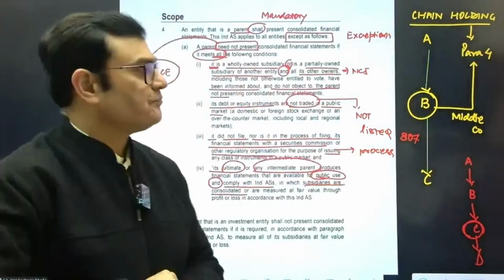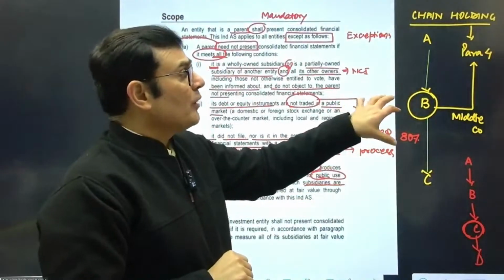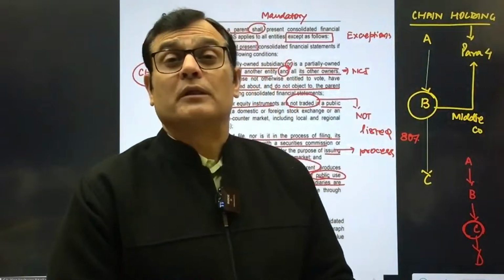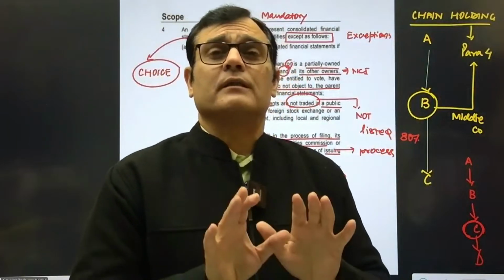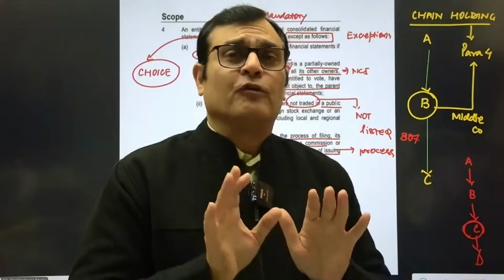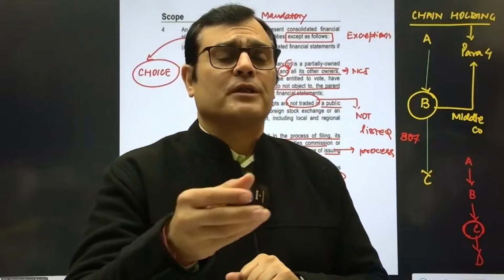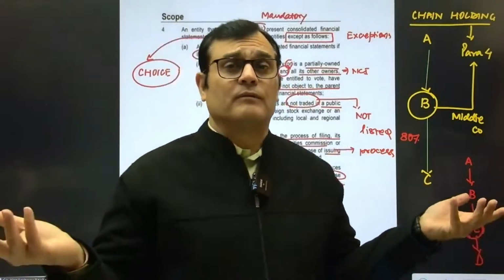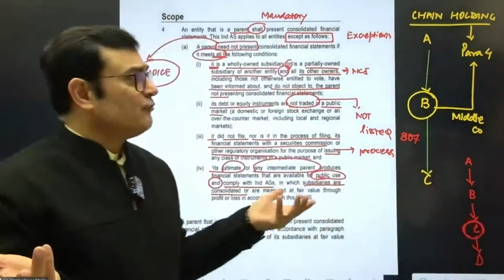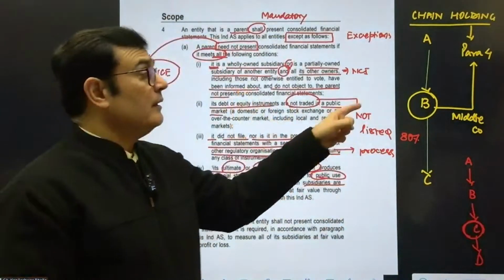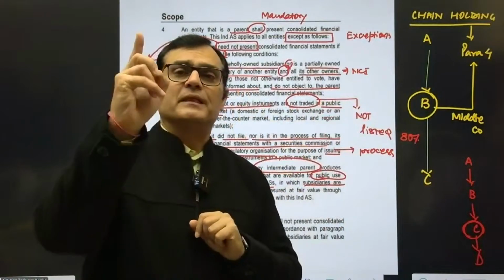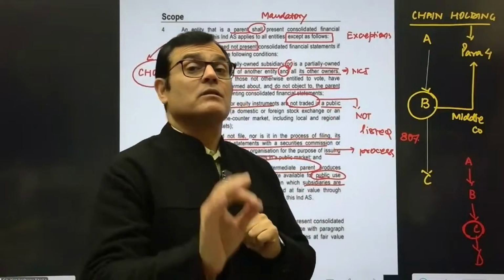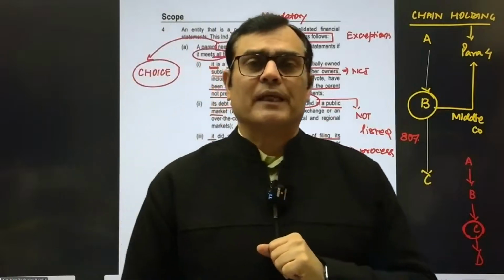That's one. Second, I'm giving a choice to B. I'm not mandating him. I'm not dictating him. I'm not saying that you cannot make a consolidation. I'm saying it is your choice. You fulfill the 4 conditions. You don't want to consolidate, don't. You fulfill the 4 conditions. You want to consolidate, please go ahead. I don't have a problem. So what are the 4 conditions? The condition number 1. The first and the simple condition is B is not a listed company. The second condition is that B is not in the process of getting listed as well.